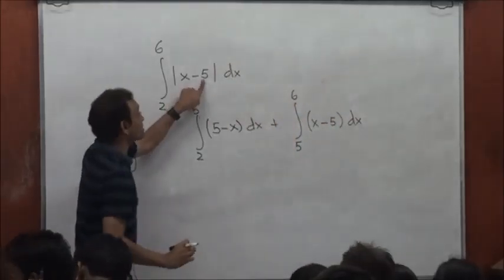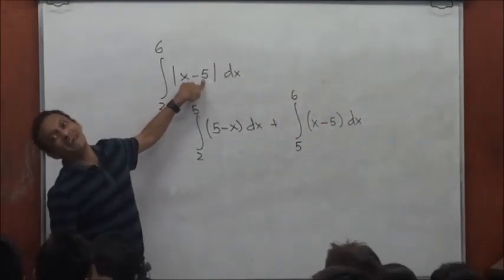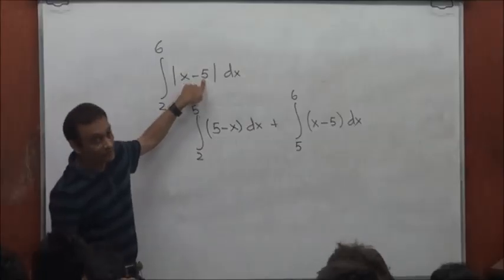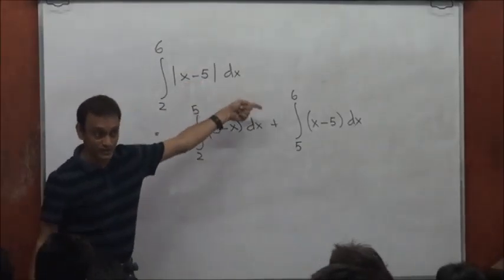So in this case, see, mod x minus 5 is not differentiable at x equal to 5. But there is a change of behavior at x equal to 5. Right? But it's not discontinuous. Yet, you are advised to do this. Right?